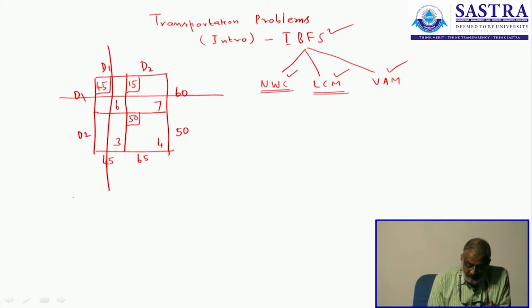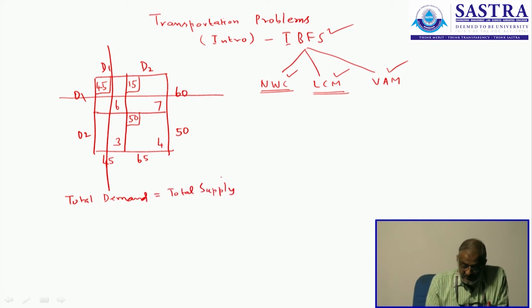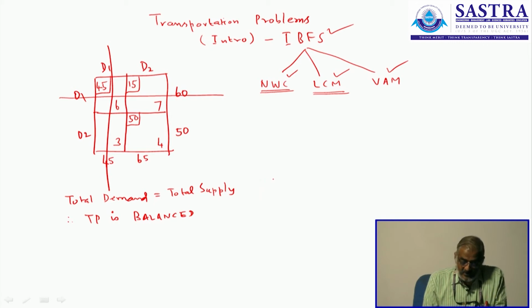Now since total demand equals total supply, because what is the total demand? 45 plus 65, 110. What is the total supply? 60 plus 50, 110. Since this is so, the transportation problem is a balanced one. If this is not equal, then it is an unbalanced transportation problem. Okay. Now the northwest corner rule we have filled.